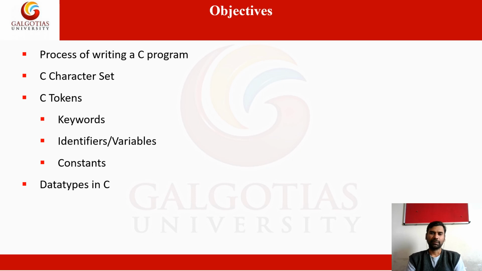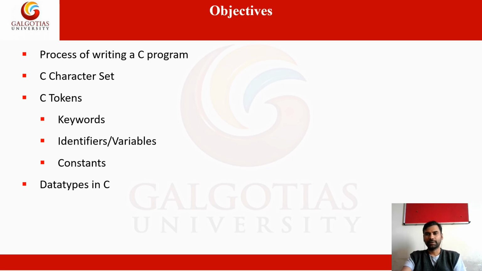Next, constant. Constant values never change during the execution of the program. Simply we can say that a value that doesn't change during execution of the program is called a constant. A value that does change during execution of the program is called a variable. That's just the opposite of a constant. The values of variables change during the execution of the program, while the value of a constant never changes.